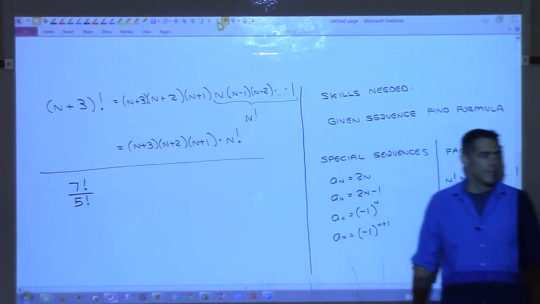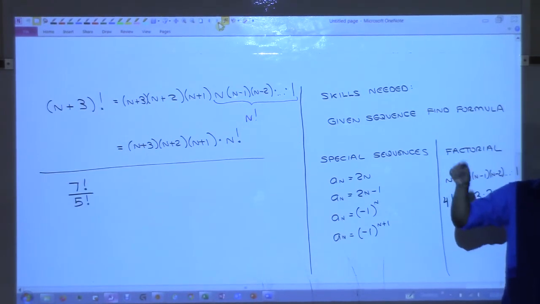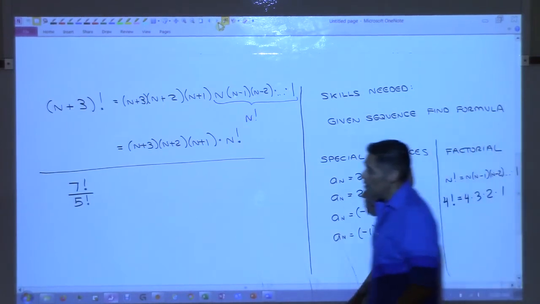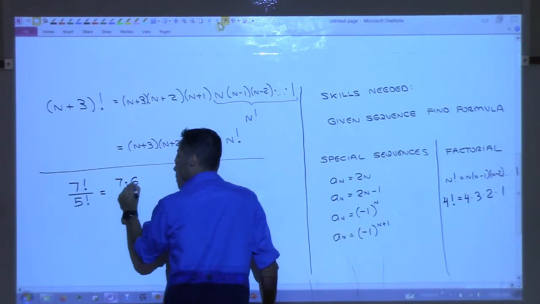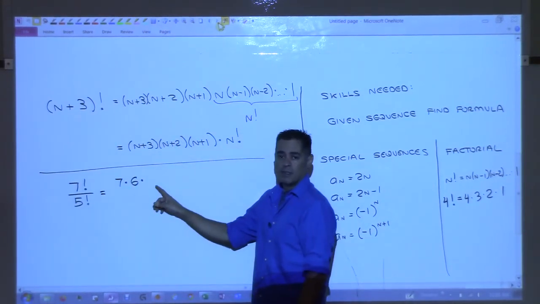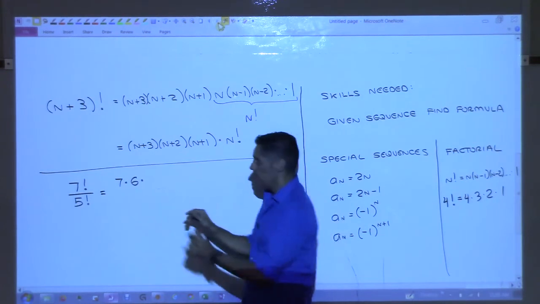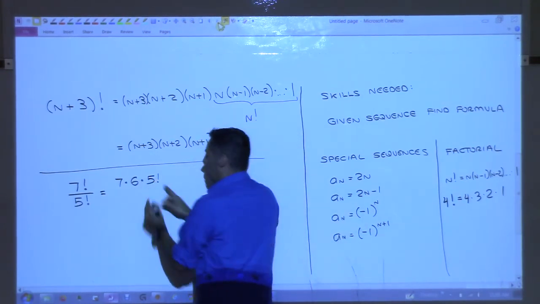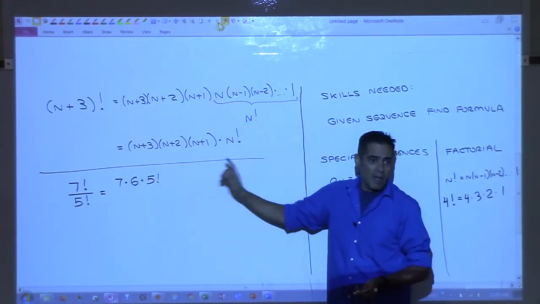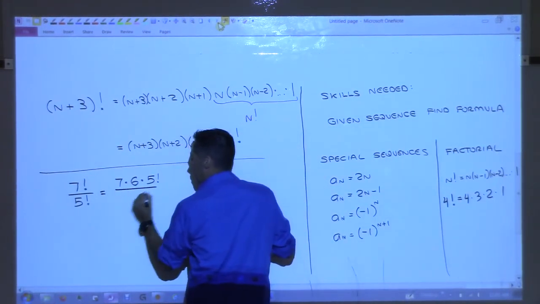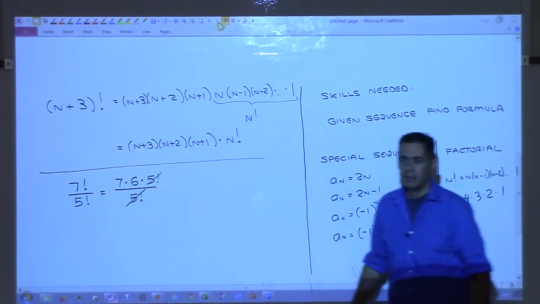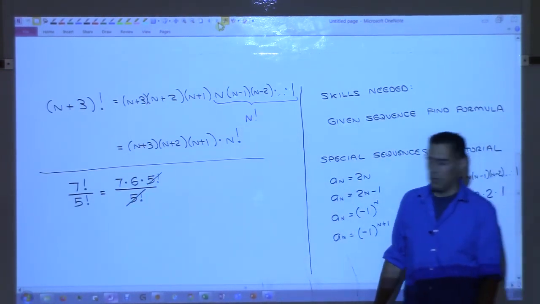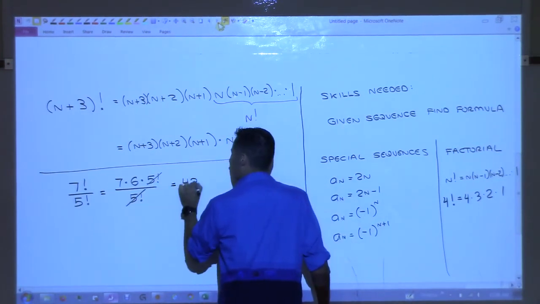All right? So instead of doing 7 times 6 times 5 times 4 times 3 times 2 times 1 over 5 times 4 times 3 times 2 times 1, since the 7 is bigger than the 5, I could write the top as 7 times 6 times 5 factorial, right? Now I could write 5 times 4 times 3 times 2 times 1, but I stopped at 5 factorial because I'm dividing that by 5 factorial. And now the 5 factorials cancel, right? And all you're left with is 7 times 6, which is 42. Make sense?